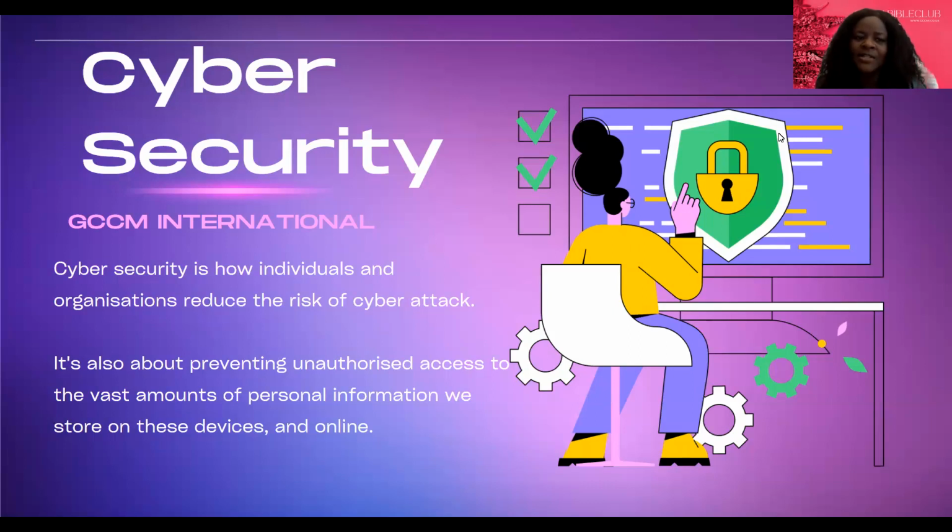So what is cybersecurity? It is how individuals and organizations reduce the risk of cyber attack. Don't worry, we're going to explain what a cyber attack is. I know some of us know, but we might not be able to put it into words. Cybersecurity is also about preventing unauthorized access to the vast amount of personal information we store on our devices and online. We will go into details to explain what personal information is later on. I will define cybersecurity, in my own little way, as a way of preventing unauthorized access to our personal information and our privacy. I hope this course will help us safeguard our activities and our information online. I pray may God help us, in Jesus' name, amen.